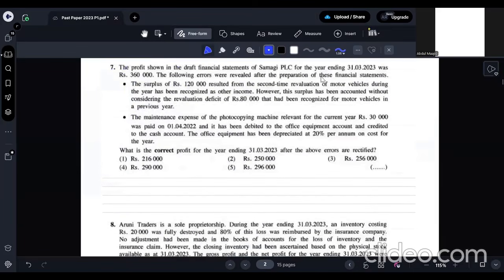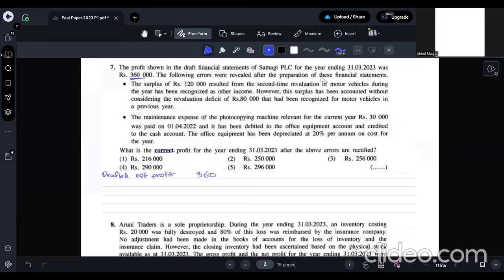The profit shown in the draft financial statement was 360,000. And they are telling to correct these errors and find the correct profit for the year. Okay. So firstly, you can write the drafted profit. Drafted net profit 360. Now you can correct the errors.